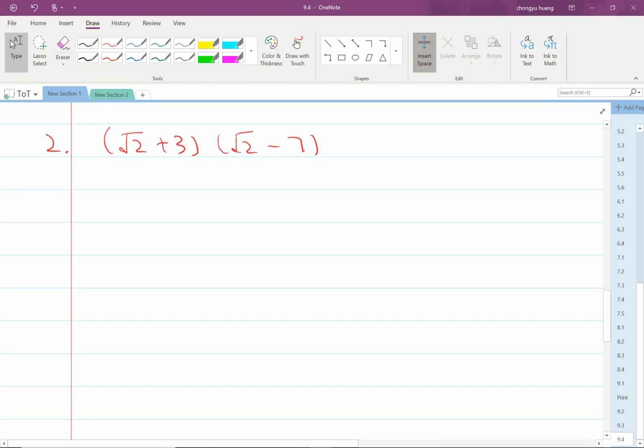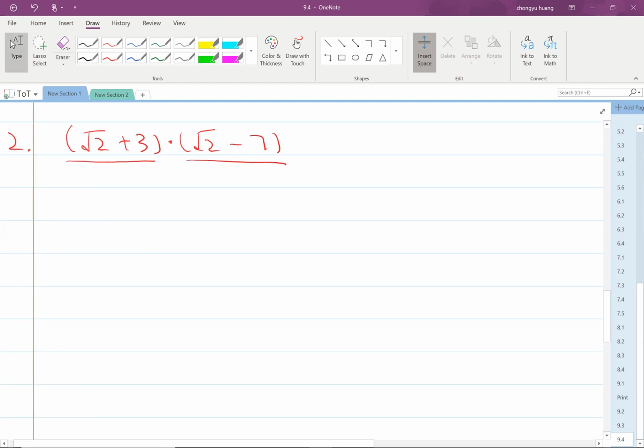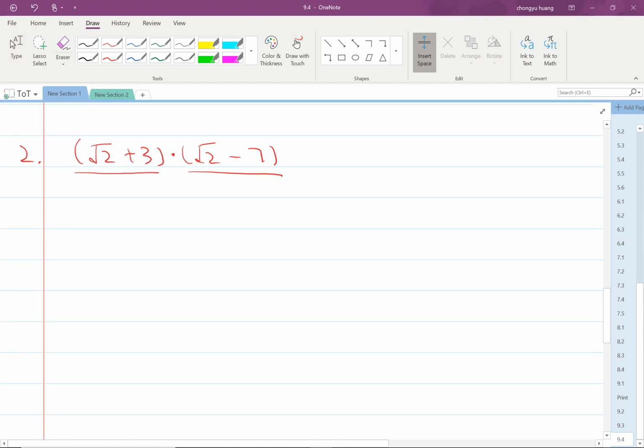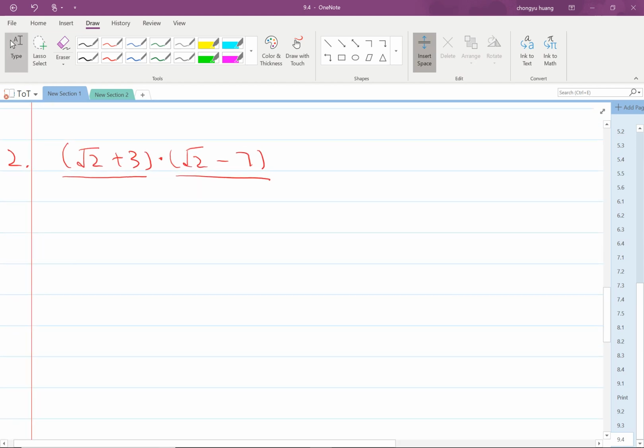Let me actually read question 2 first. We have the bracket square root of 2 plus 3, and then we multiply by another bracket, square root of 2 minus 7. In case you don't know how to do it, one of the properties we are going to use here is this one: we have a plus b, and then we have another bracket, a minus c.